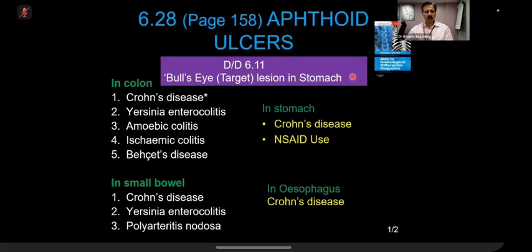Now, aphthoid ulcer, this differential diagnosis, I believe, has been taken out from the present Chapman, because this is usually seen on barium examinations and it is not seen on other examinations like CT, etc.